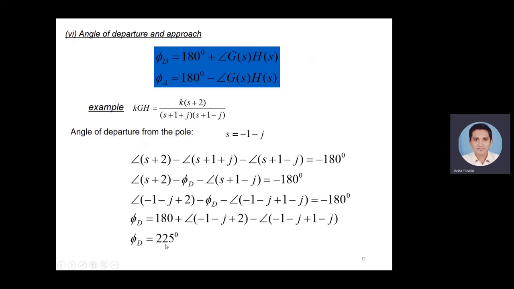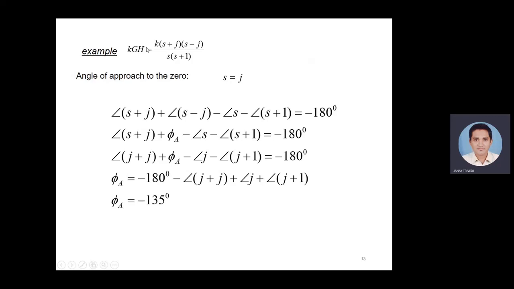In this case, the angle of departure is 225. In the next case, the angle of arrival is found because the number of zeros is more compared to the number of poles. So you will find the angle of arrival.